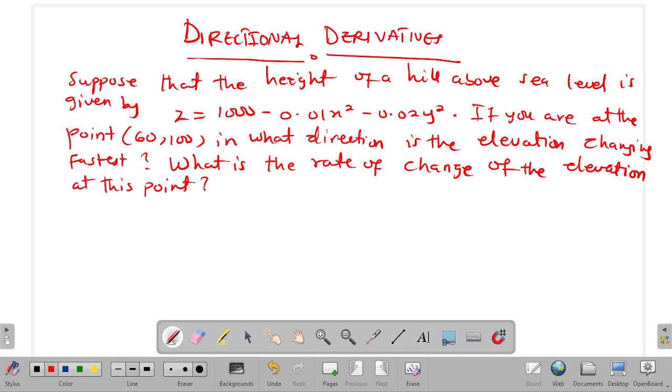In this tutorial, I'll be taking you through an application problem in directional derivatives.